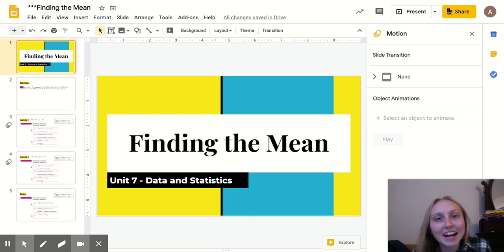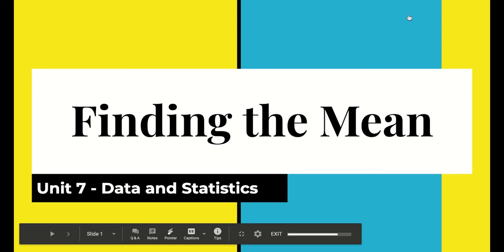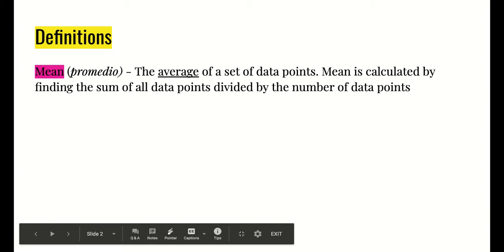Good morning, sixth grade. Today we are going to be learning a new vocabulary word called the mean, and we're going to be practicing how we can find it. So follow along. The mean is a vocabulary word that means the average, okay?